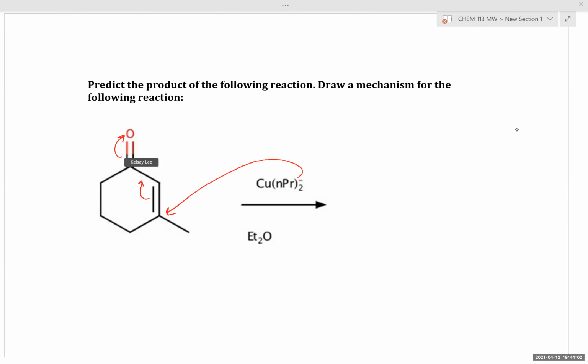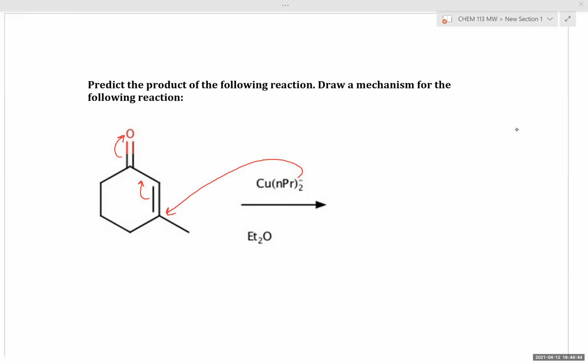Yep. So our organocuprate will attack 1,4. And then what happens next? We're making an enolate species. What do we get after this addition? Would we be able to draw out the product from this addition step? What does the copper molecule look like?